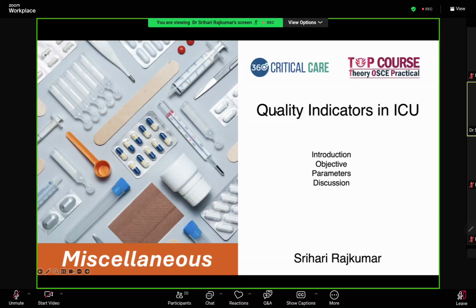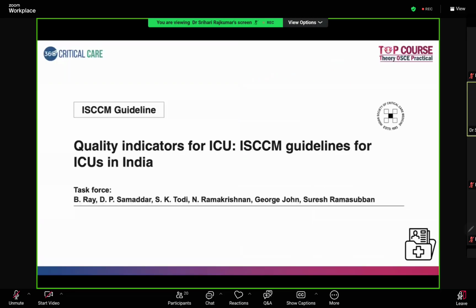Okay. So, coming to the quality indicators in ICU, I'm going to cover four areas: introduction, objectives, parameters, and discussion. Coming to the introduction, the main reference I've taken for this is based on the ISCCM guidelines, which came in 2011. It has not changed so far and it holds valid till now also.